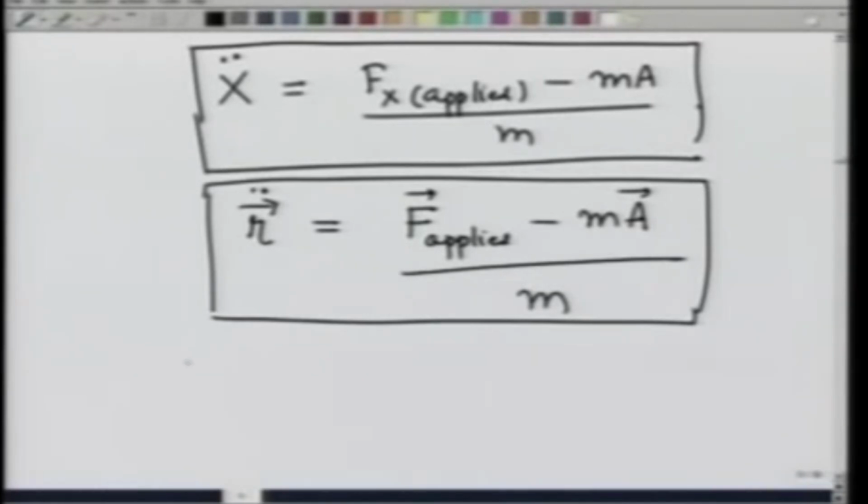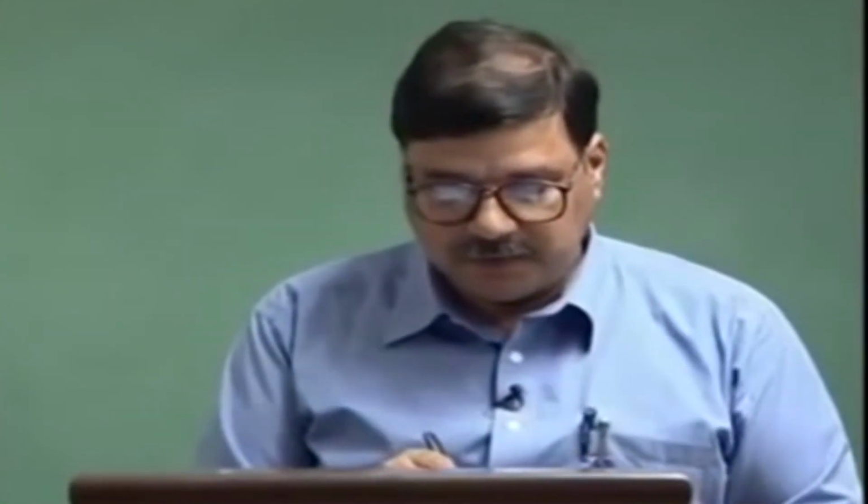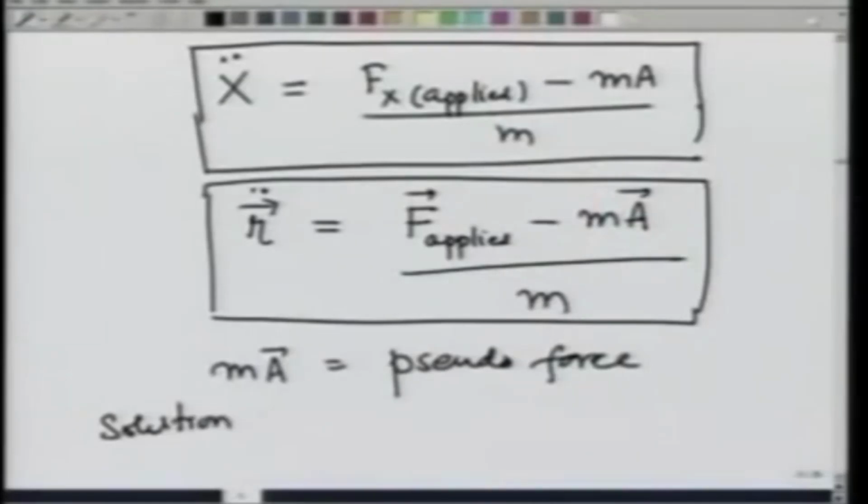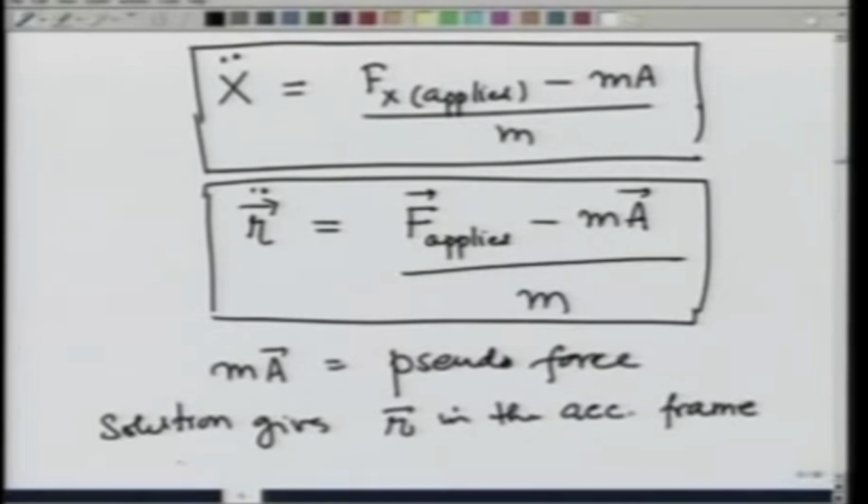I emphasize again, the force that we have introduced, m a, is a pseudo force. It does not exist in nature, but we feel as if things are accelerating past, so we introduce this force, and solution of this gives r in the accelerating frame as a function of time.